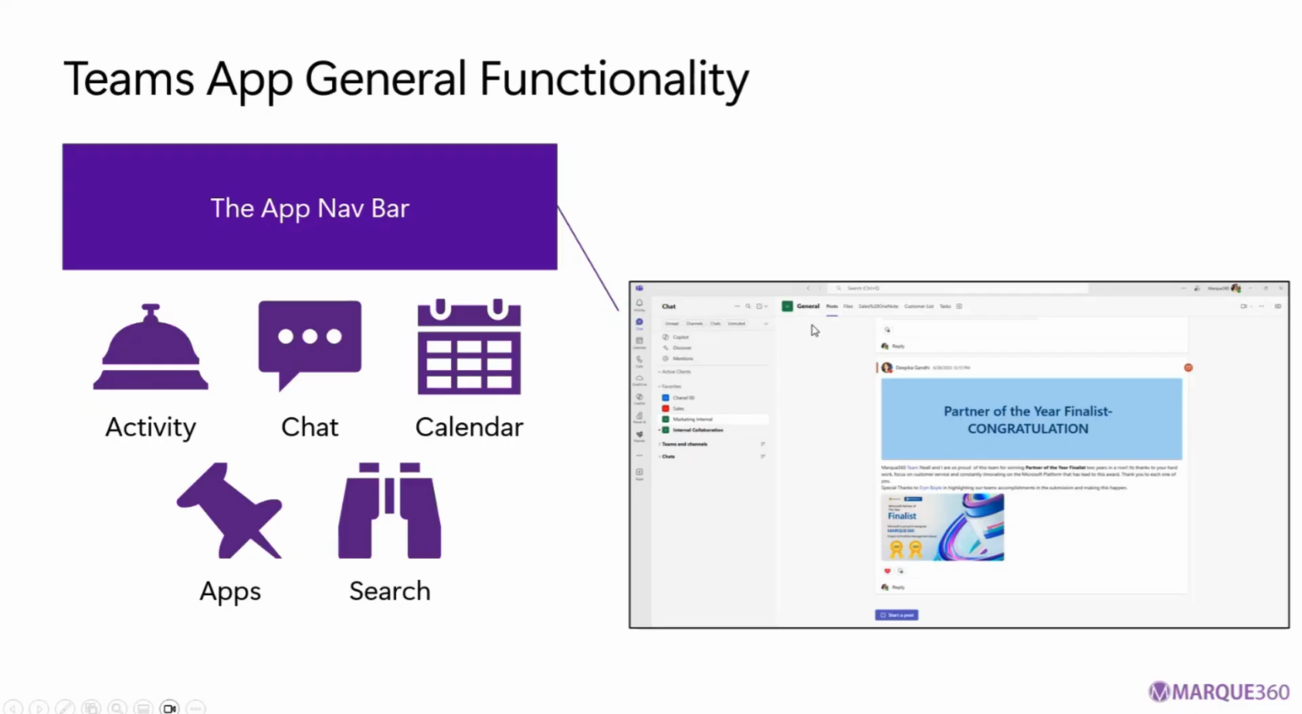And then I'm going to call out search. So at the top of your Teams interface, you have a search bar. I'm going to demonstrate this later, but again, it's searching everything in the context of your Teams environment. So it can help you find messages, it can help you find files, pretty much anything that you're doing in the context of this Teams interface.